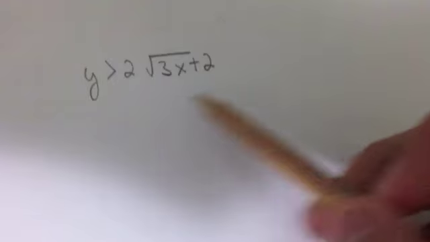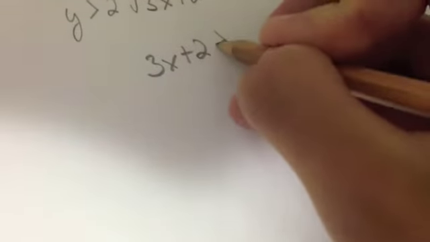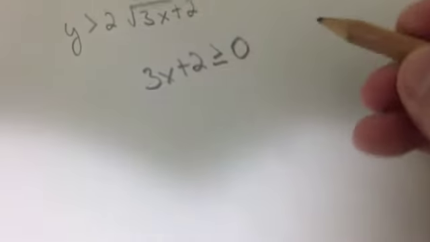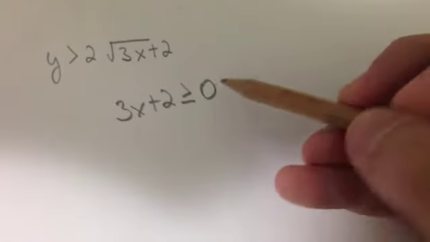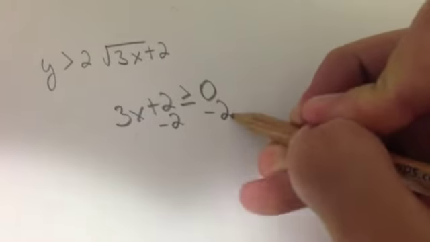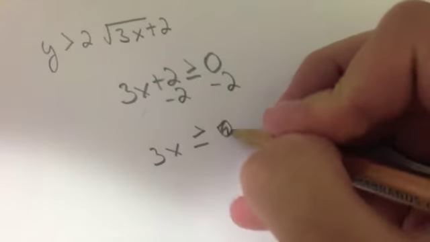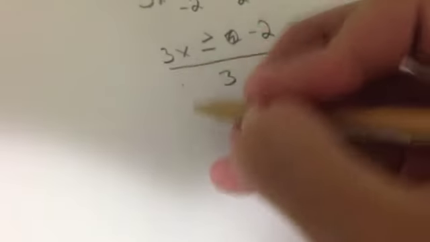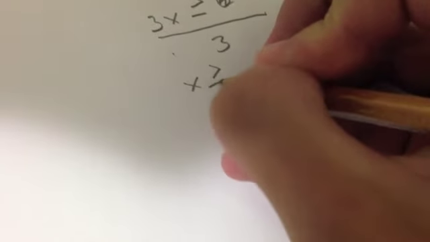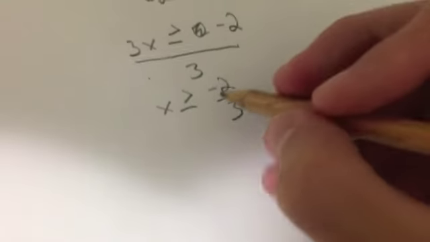Okay, so first I'm going to find the domain. I'm going to start by doing the following. 3x plus 2 is greater or equal to 0. This is so I can exclude the domain. So this will be my domain. So I subtract 2 from both sides, and I get 3x is greater or equal to negative 2. Then I divide everything by 3, and I get x is greater or equal to negative 2/3.